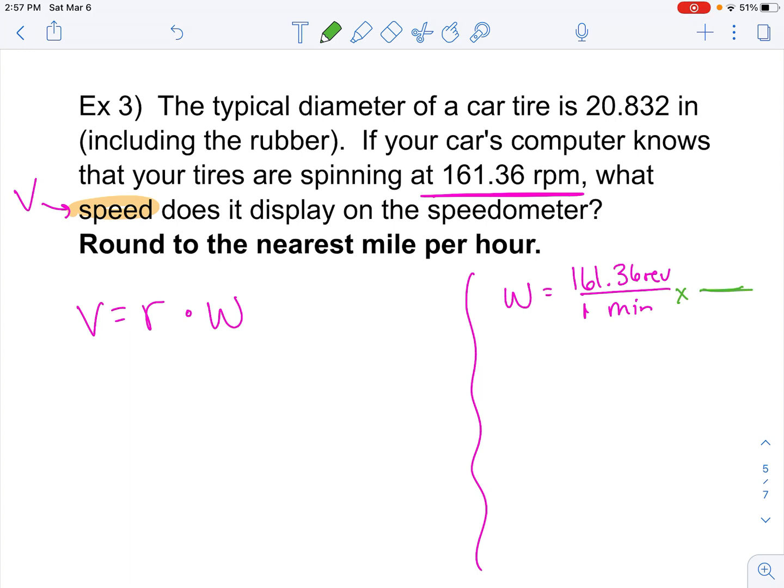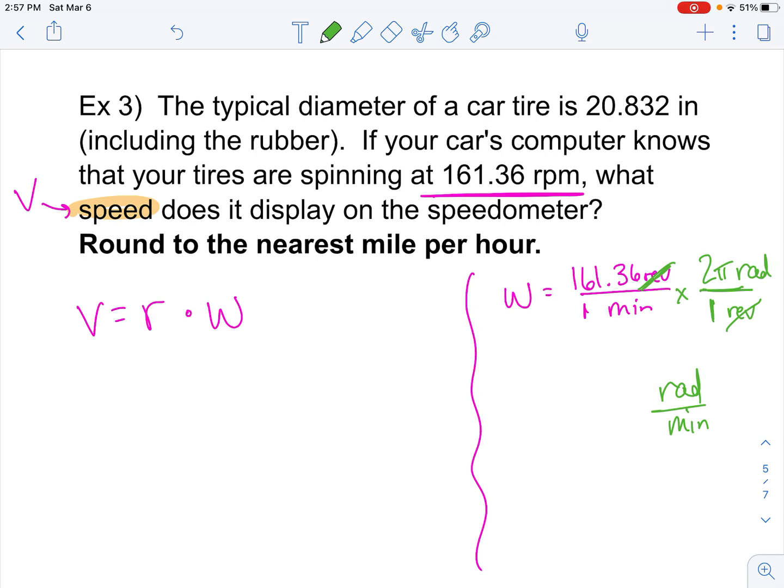So we've got to do some multiplication and get rid of that revolutions. In order to eliminate that revolutions, we have to put revolutions in the denominator. And we want radians, because remember, we want radians per minute to be our final answer. So what do we know about revolutions and radians? Well, we just talked about the fact that 1 revolution is 2 pi radians. So what we're going to have to do is take that 161.36 and multiply by 2 pi.